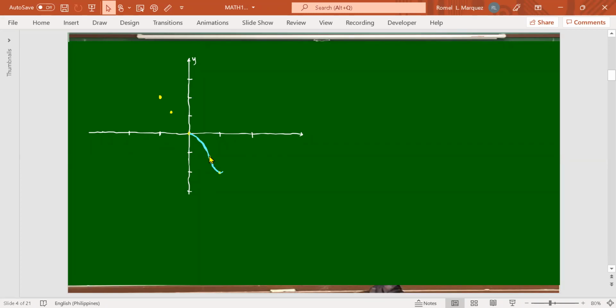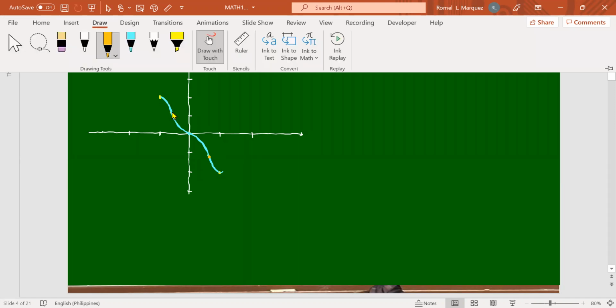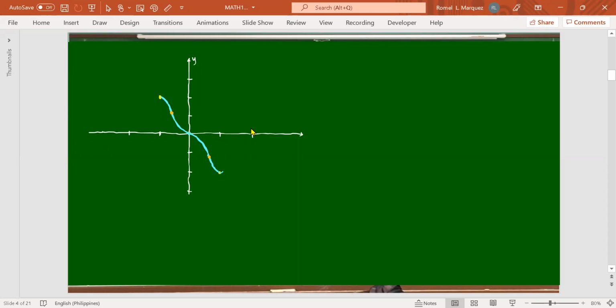Because this is a point of inflection. After reaching this point, there is a turn, no? A change in the turn. So similar here. Because this is a point of inflection too. Concave up, concave down. Ito, point of inflection, concave down, then concave up after reaching this point. Okay, guys?